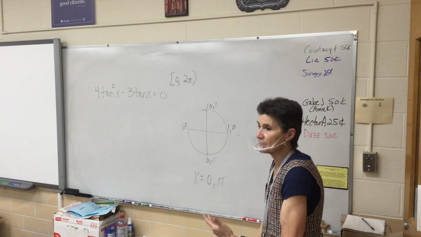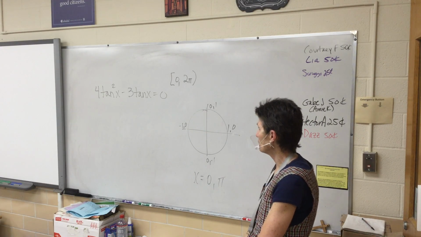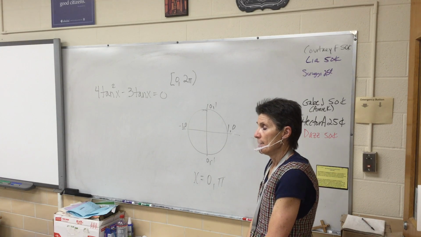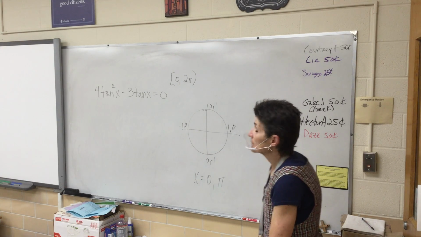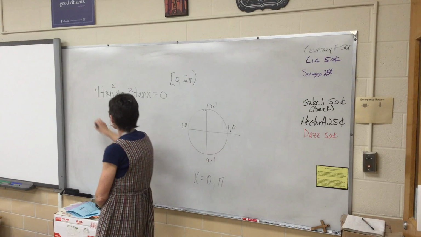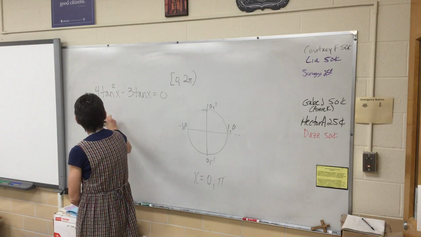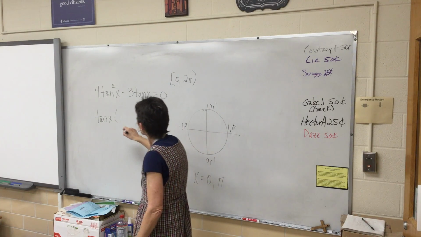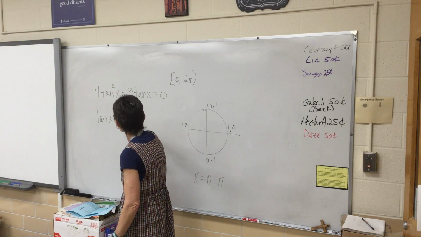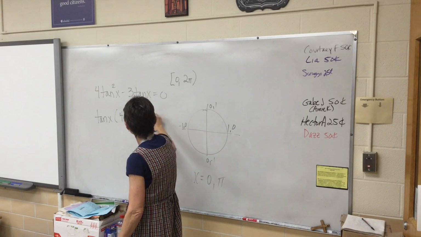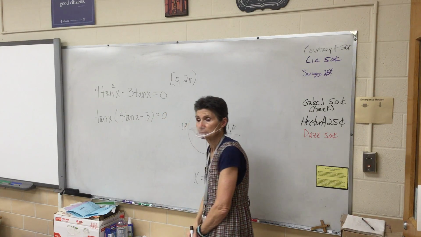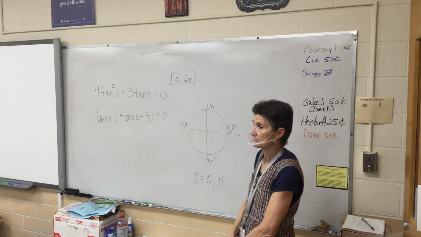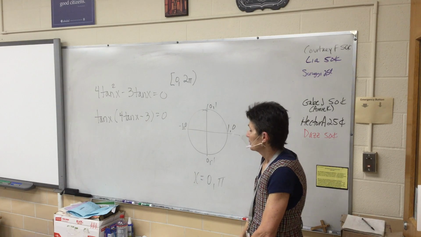But we obviously got to do some work before we get to the calculator. So what would you suggest? Take out a tangent. Sure, that factor. You can take out a tangent, and that will leave us with what? 4 tan minus 3. Okay, now what?